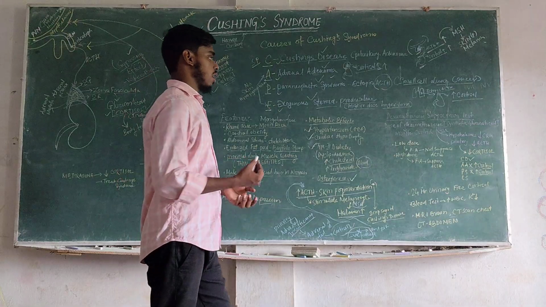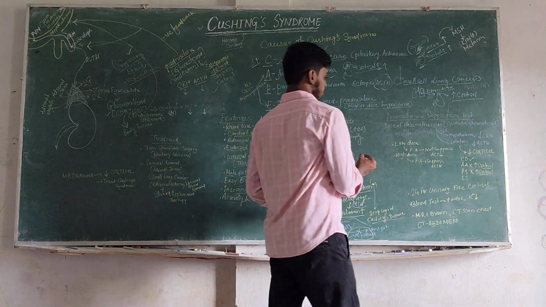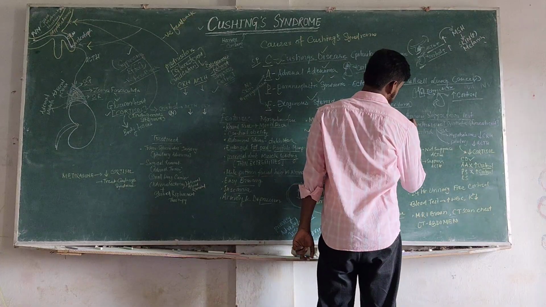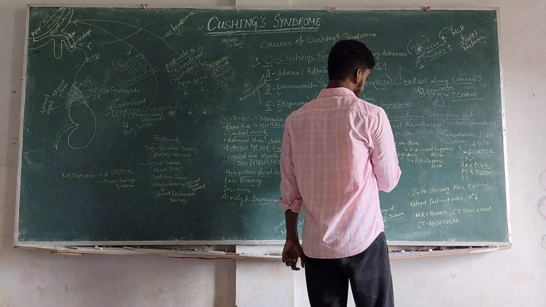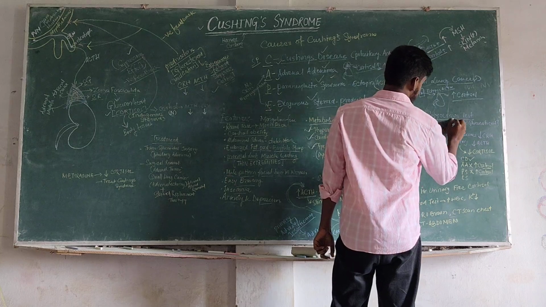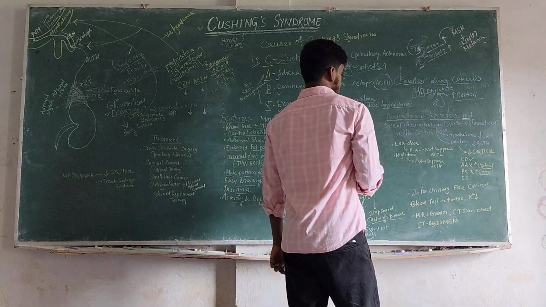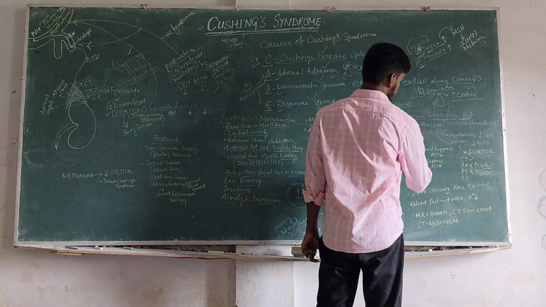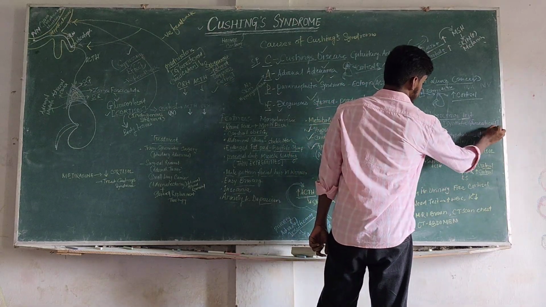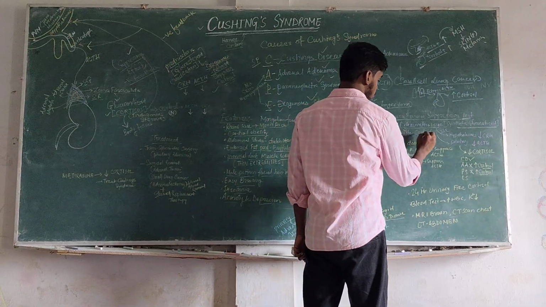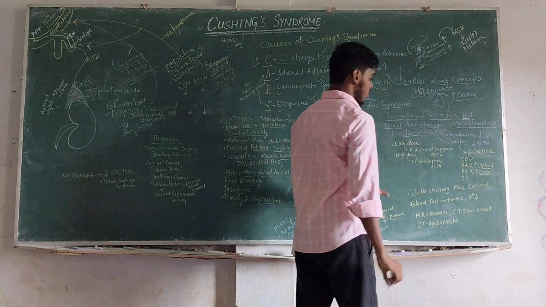Now, to define Cushing syndrome, we have to know how this disease can be diagnosed. So now we go to the diagnosis part. For diagnosis, there is a test called the dexamethasone suppression test. So here what we do is give a dose of dexamethasone. It is a synthetic glucocorticoid, and our work is to monitor the level of cortisol.